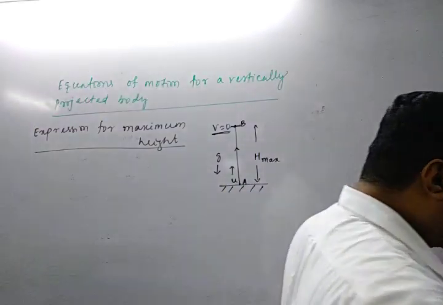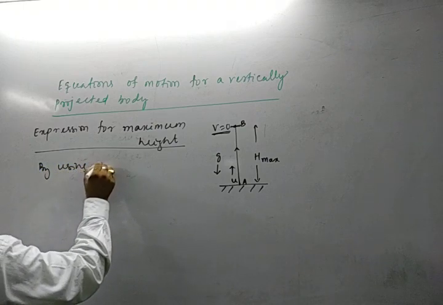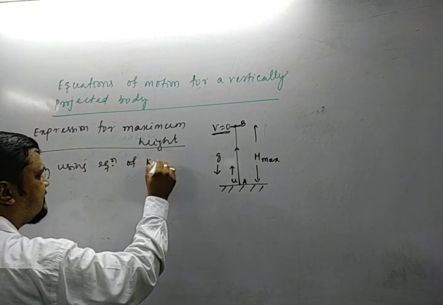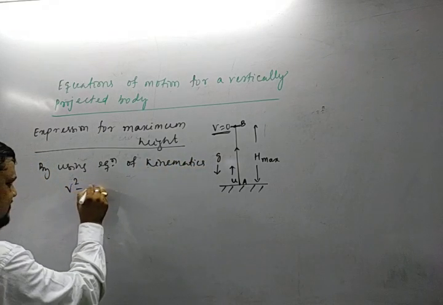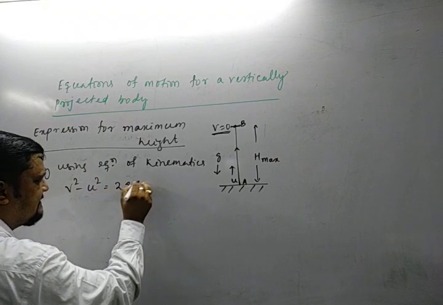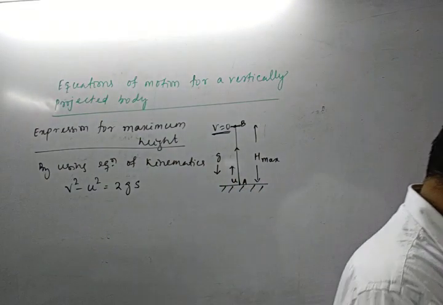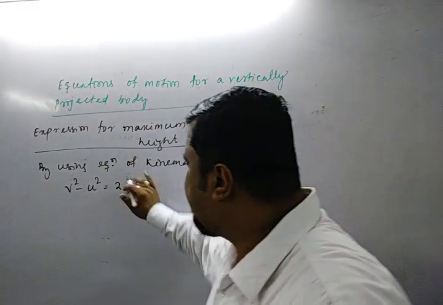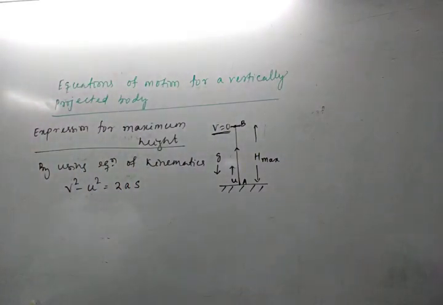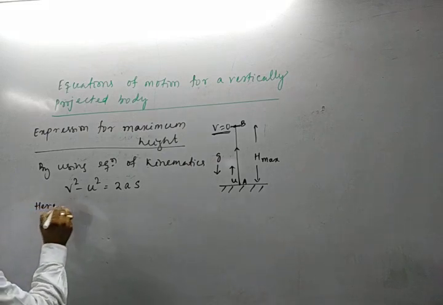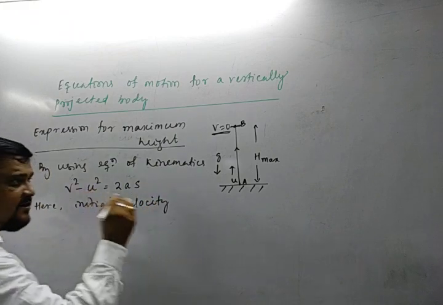So in this case, now use the equation of kinematics: v square minus u square is equal to 2gs. Let me write the equation first here. But in this situation, now you tell me, using the sign convention, what is the initial velocity? Plus or minus, with sign convention.